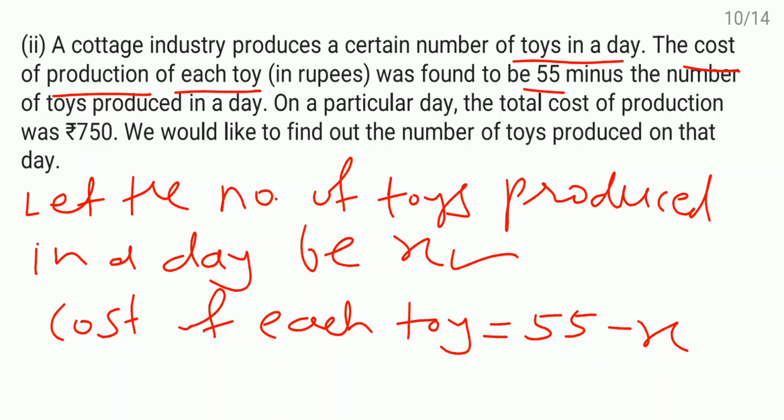On a particular day, the total cost of production was 750. On one of the day, the total cost was 750. We would like to find out the number of toys produced on that day, right? So we need to find out X. Once again, try to understand. Total cost is the given. So total cost means what we'll do? Cost of each toy, that means the rate, into the number of toys produced, right? If we'll do the product, we'll get the total cost.